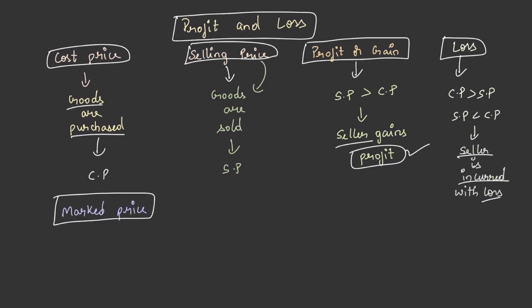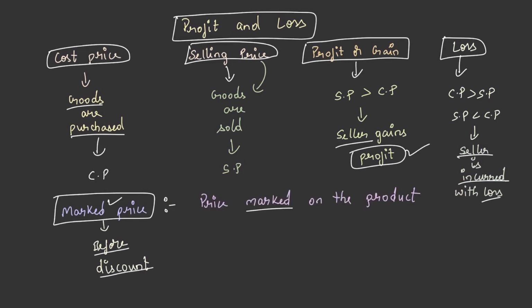There's another important concept we need to learn in profit and loss, that is marked price. Marked price is nothing but the price before the discount or the price which is marked on the product. We so call it MRP. This marked price is also known as listed price. We have covered all the basic definitions in profit and loss. Now let's understand a few formulae.